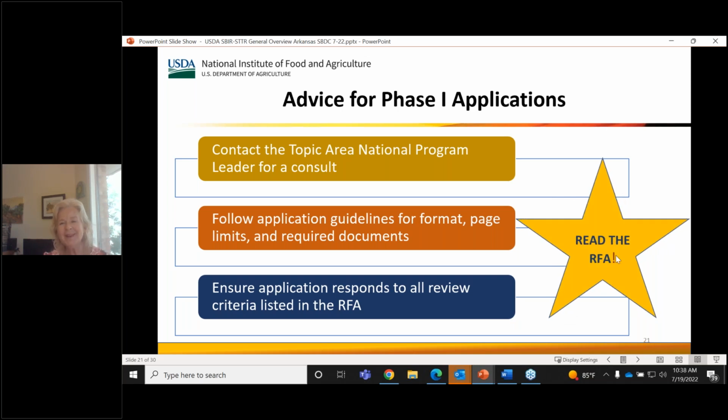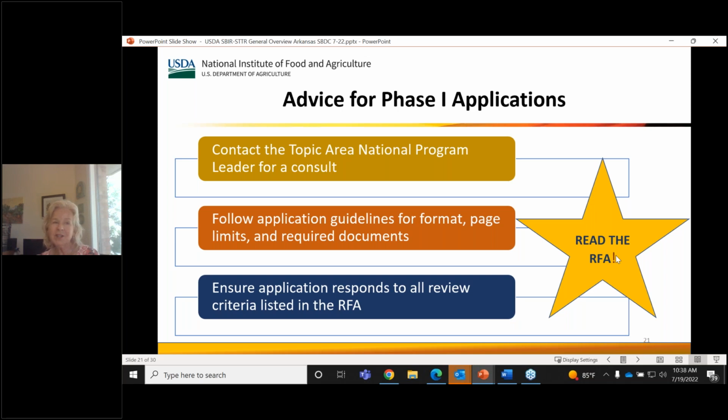Most importantly is read the RFA. Really, I know it's a long document, and I know it's tedious, and I know it's longer than some of the other RFAs coming out of the National Institute of Food and Agriculture, but it really is very comprehensive, and it has all the information you need.